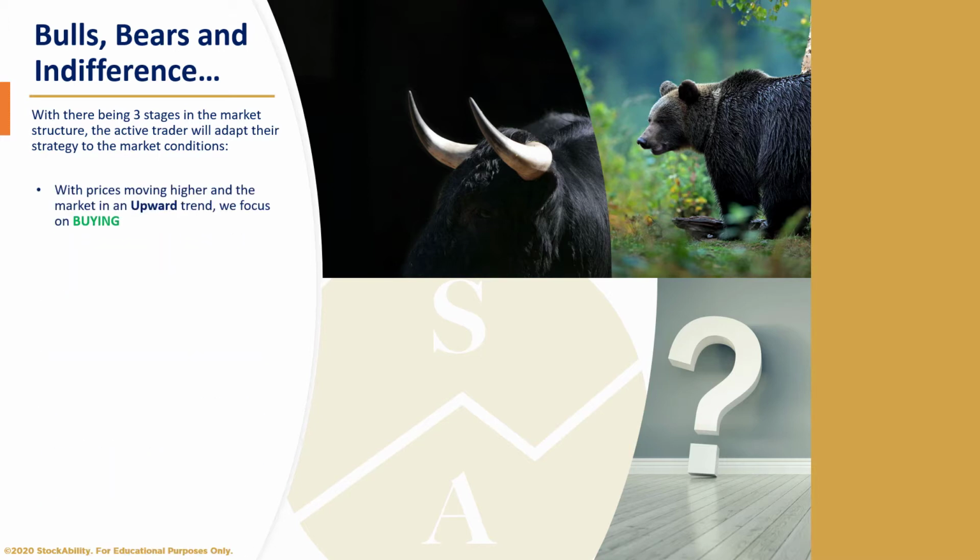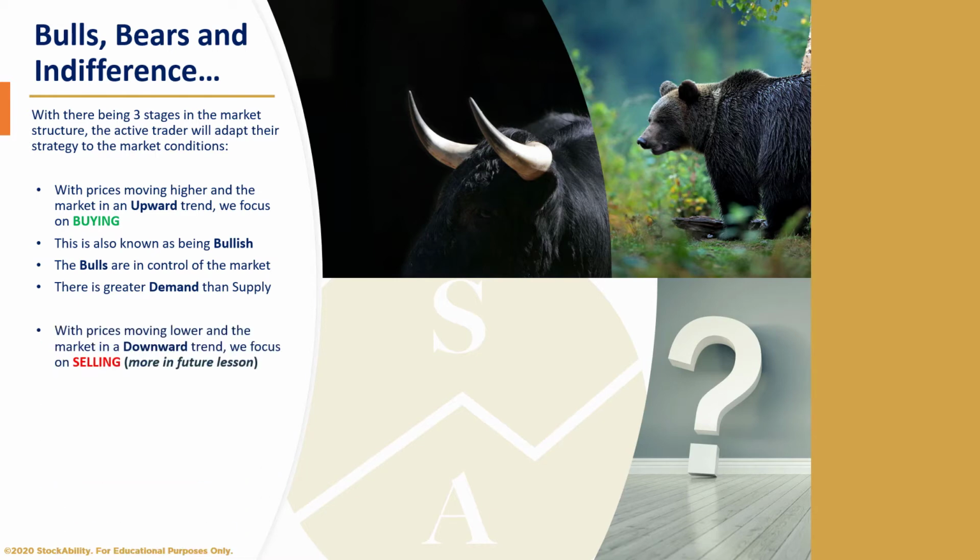So with prices moving higher and the market in an upward trend, we focus on buying because we're bullish. This is also known as a long strategy, okay? I'm long the market. Bulls are in control of the market when the prices are moving up. If you're going to take this down to a technical level, what we're really seeing here is greater demand than supply. Those 2 forces of demand and supply, if they're in balance, prices will typically stay where they are. But if demand is greater than the supply, we are going to see upward momentum in the price.